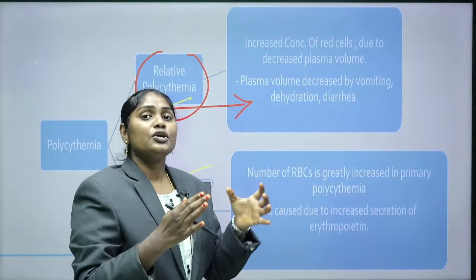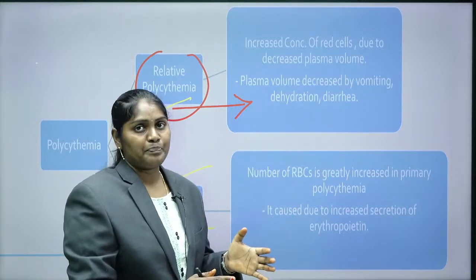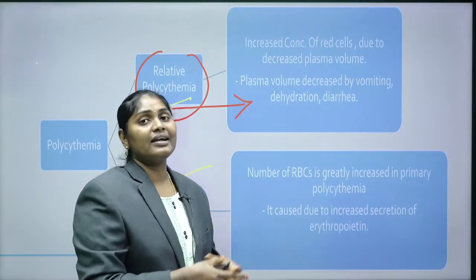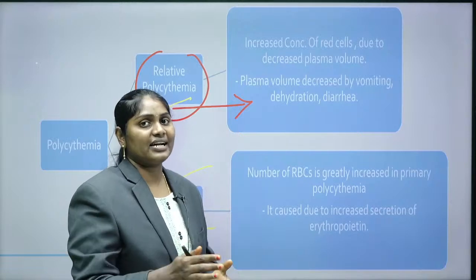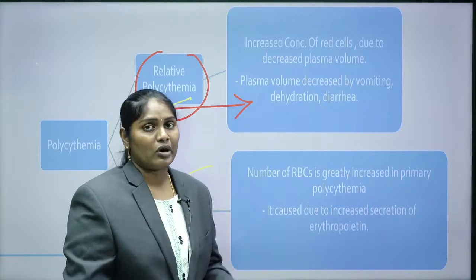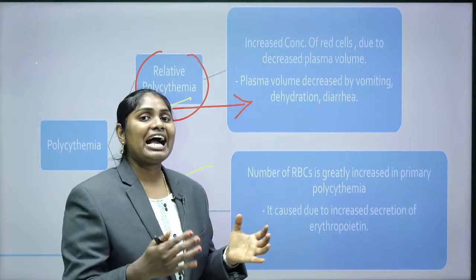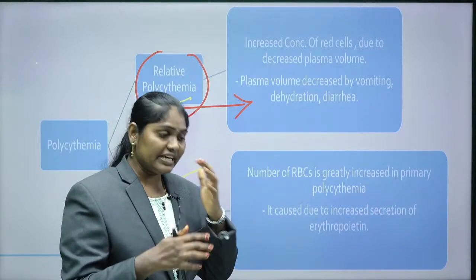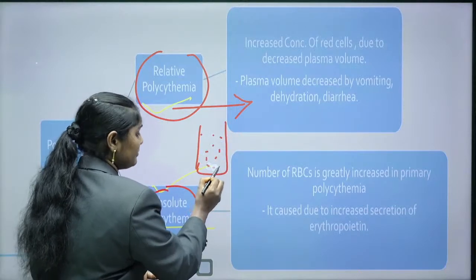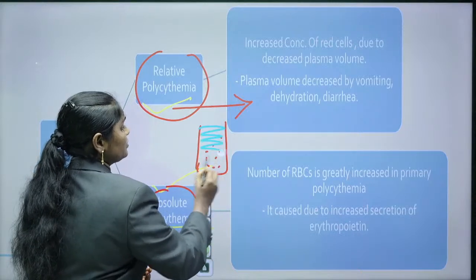Whenever your blood has a liquid component, that is your plasma. Watery content is there in the blood. So if you are losing that plasma or watery content from your body because of dehydration, vomiting, or diarrhea, you will have a decrease in plasma concentration. Normally you have plasma as well as red blood cells.